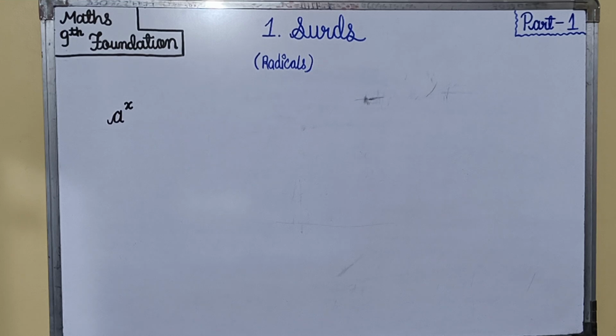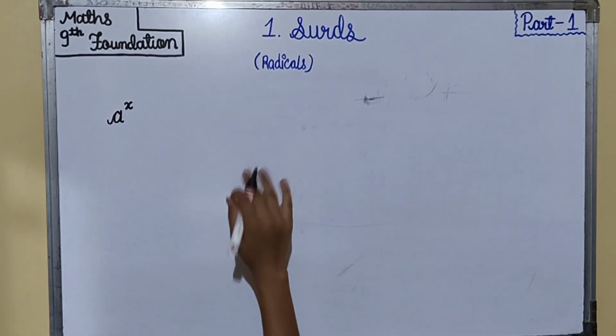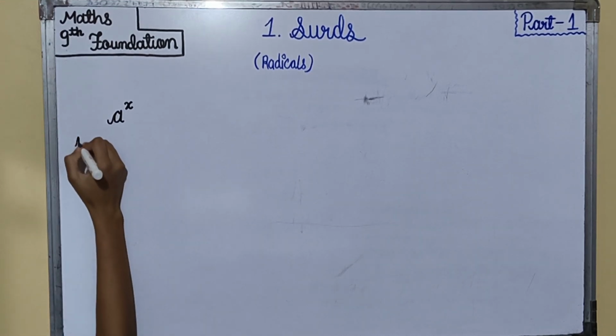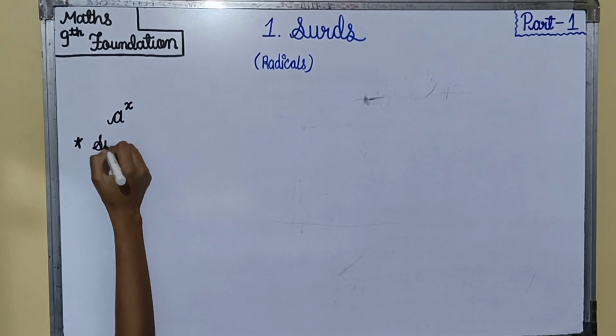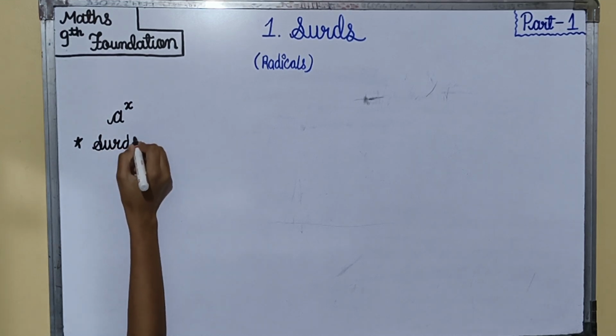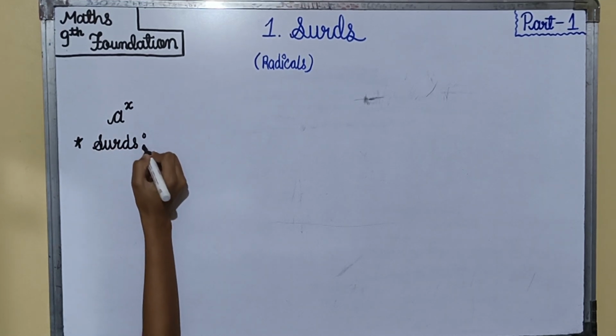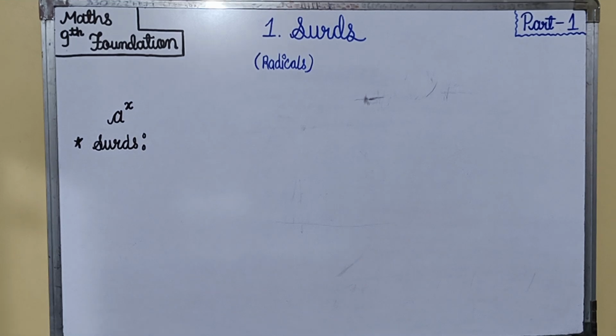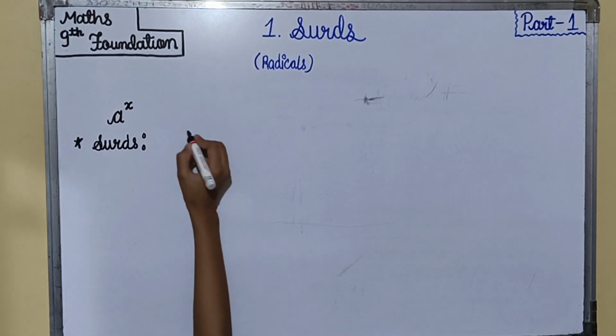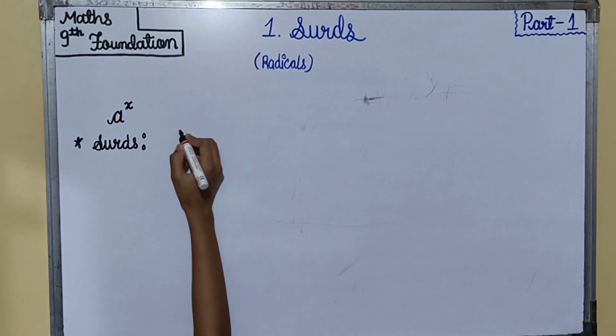Like this. Now let's start with our main topic, that is surds. So, if n is a positive integer and a rational number, a is less than 0. A is greater than 0.